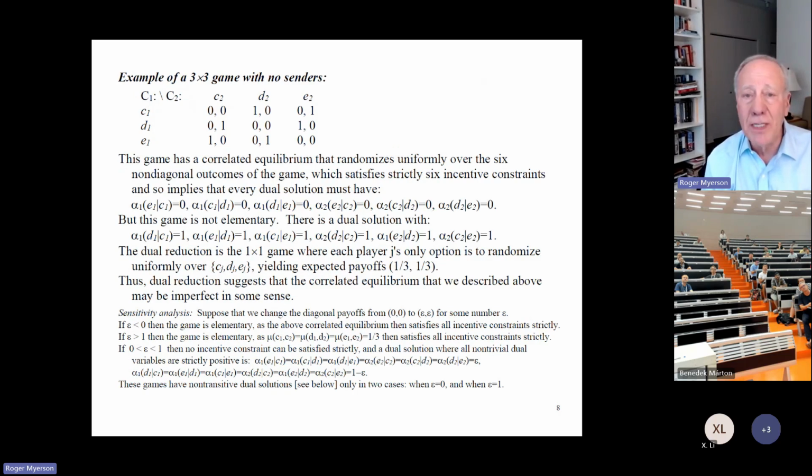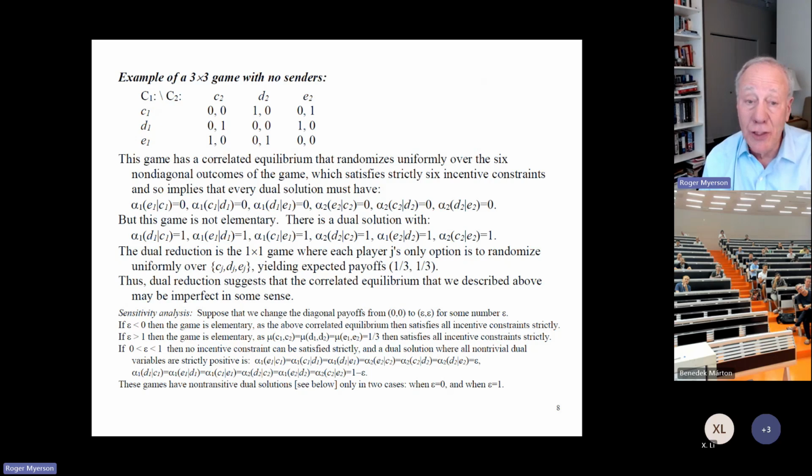This is a version of Shapley's game, which is famous, a 3x3 game that has a unique Nash equilibrium, 1/3, 1/3, 1/3 for each, but it also has a correlated equilibrium where you avoid the diagonals and have 1/6 probability on each of the Pareto superior correlated equilibrium. The correlated equilibrium that randomizes uniformly over the 6 non-diagonal elements satisfies 6 incentive constraints strictly, and so it implies that every dual solution must have 0 Lagrange multipliers for the dual variables, which are basically the counterclockwise ones that are strict here.